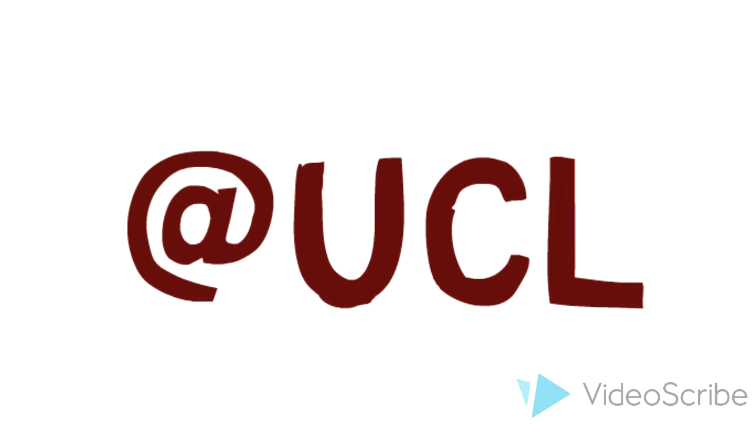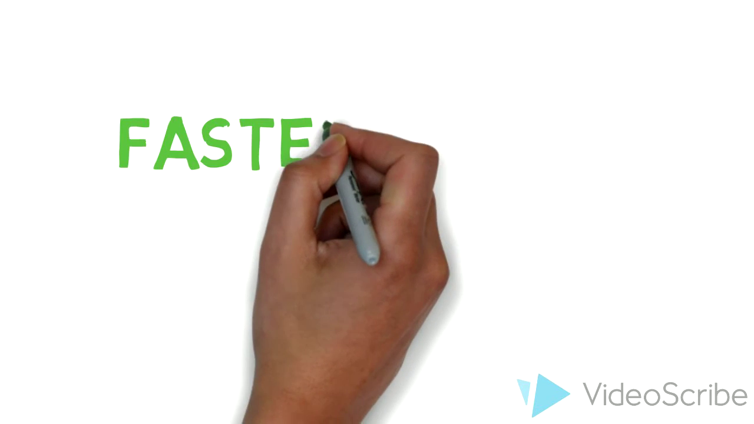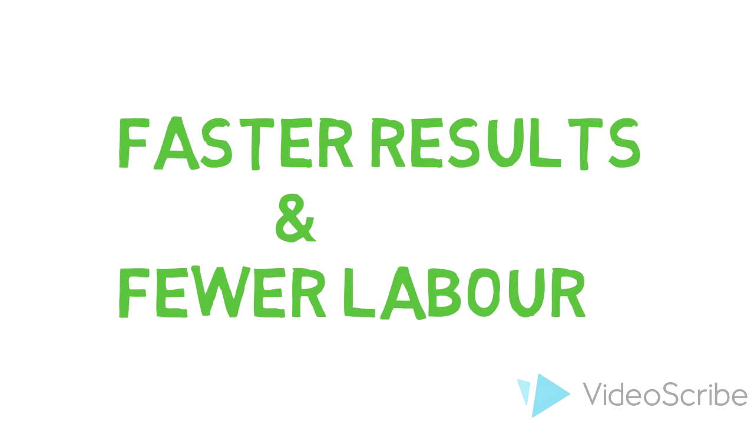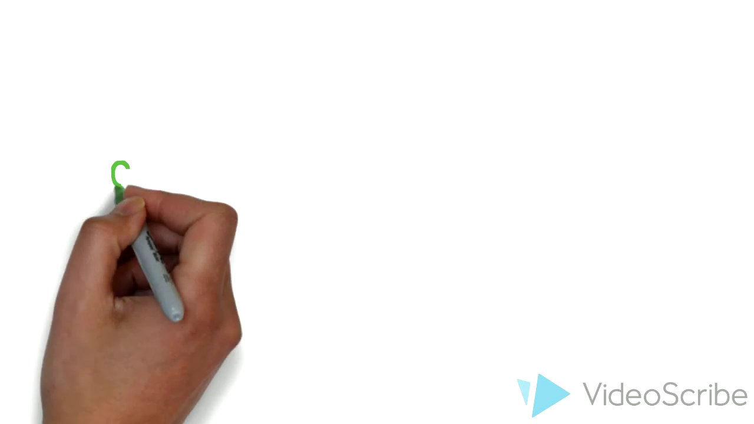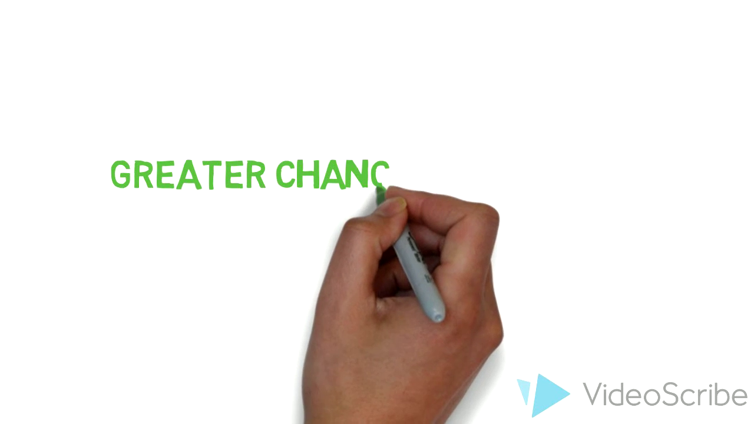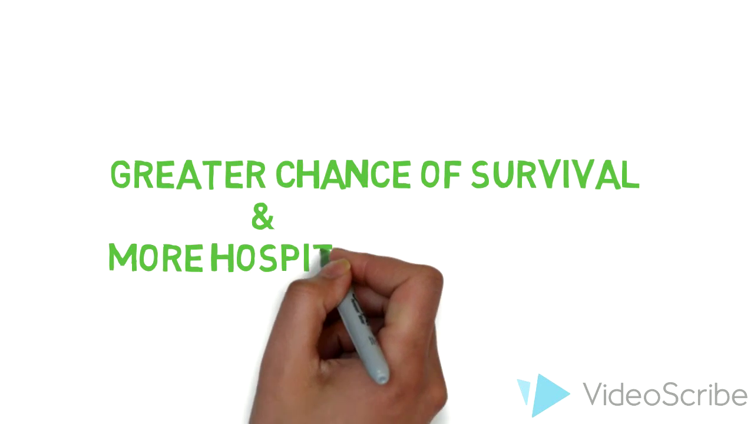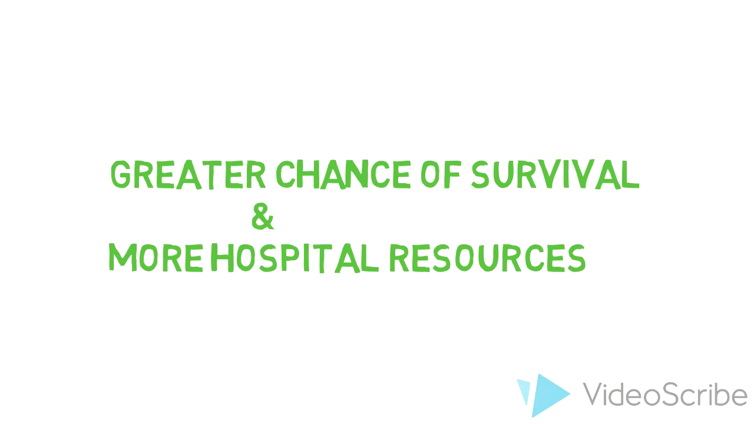A team here at UCL is working on using computer vision to automate this process. This could potentially increase the rate at which results are obtained and also reduce the need for expert labor. Additionally, faster results could help doctors to identify earlier if more intense treatment is required, which could increase the chances of survival for the patient. It could also lead to the faster discharge of cured patients, freeing up hospital resources.